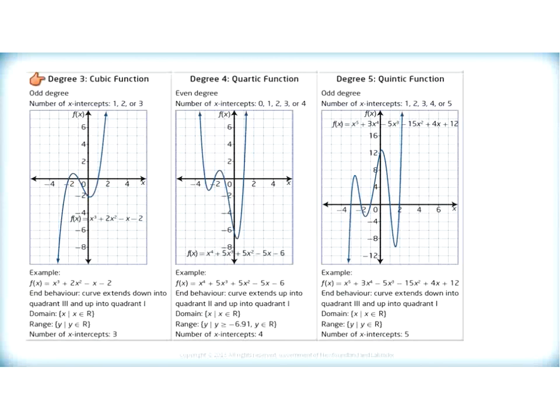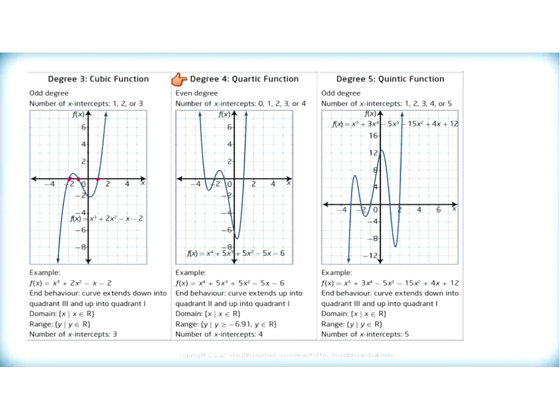The cubic function is of degree 3, which is odd. You can have a possibility of 1, 2, or 3 x-intercepts. But note that a cubic function will always have at least 1 x-intercept. In this example, the curve extends up into quadrant 1 and down into quadrant 3. The domain is all values of x belonging to the real numbers. The range is all values of y belonging to the real numbers. And in this example, we have 3 x-intercepts. The maximum number of x-intercepts for a cubic polynomial is 3.